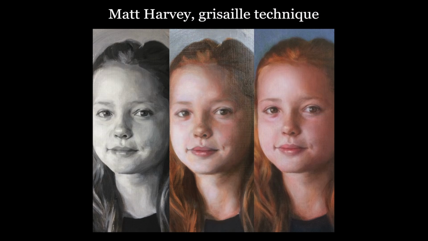Here's a great example of the stages of the grisaille technique from artist Matt Harvey. On the left is the grisaille, in the middle is after one glaze, and on the right is after 5 layers of glazing. Matt says that for him, the glazing process is the same with each layer, and he's able to steadily refine the colors each time.